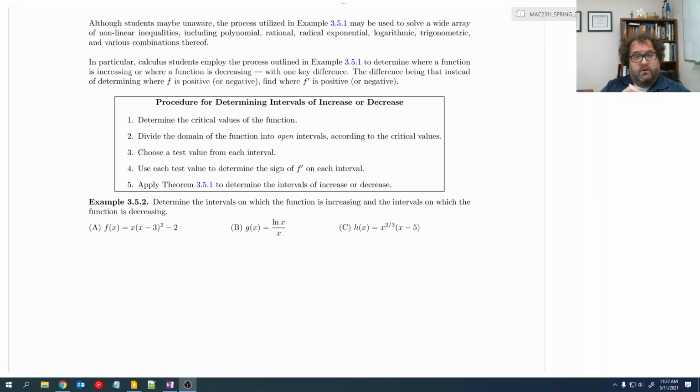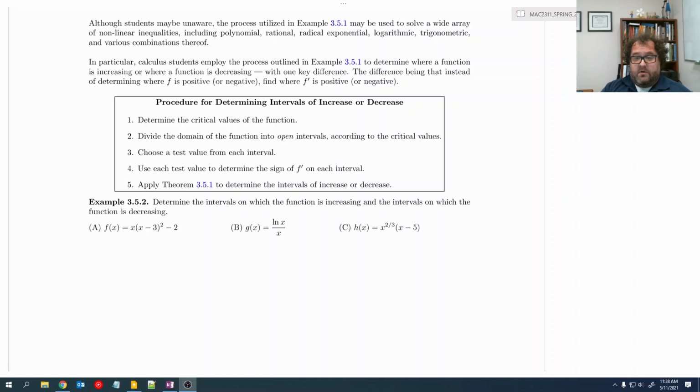Like we saw in the review, we're going to build out a table with our intervals and test points, and then we're going to use the test points to determine where the derivative is positive or negative. So if we want to figure out where a function is increasing or decreasing, we use this table to see where the derivative is positive or negative. That'll tell us where the original function is increasing or decreasing. So let's hop right in here and see what we can come up with.